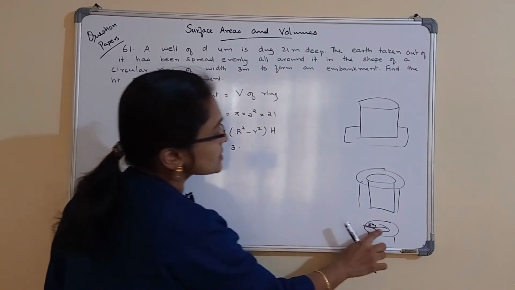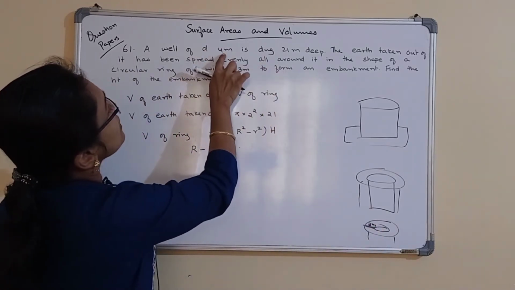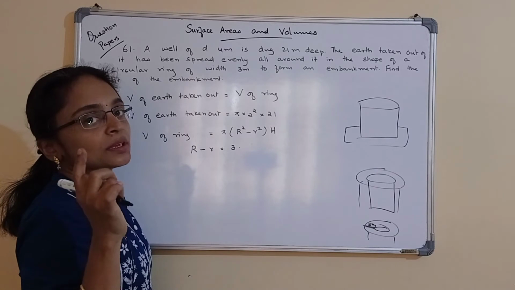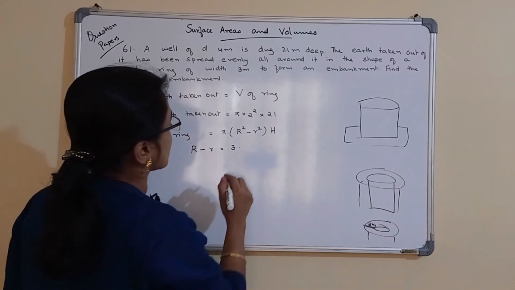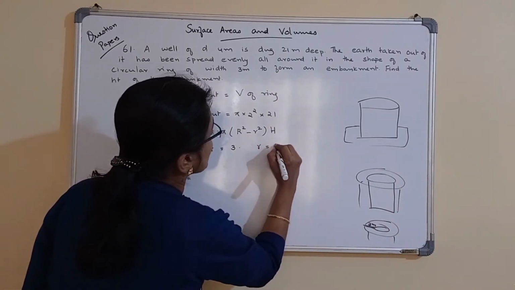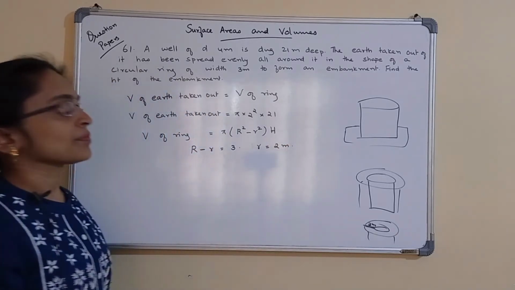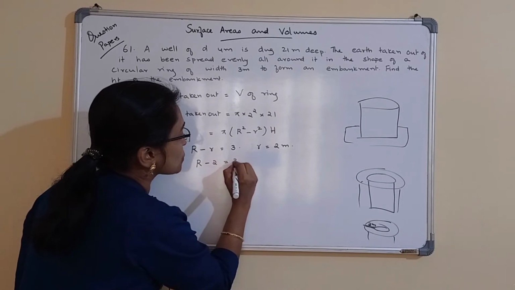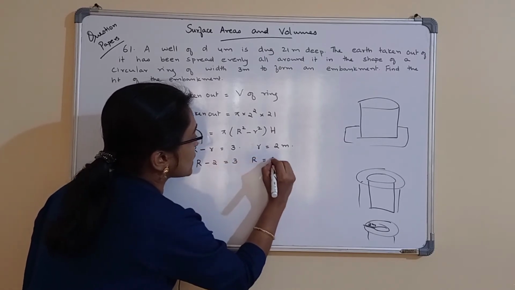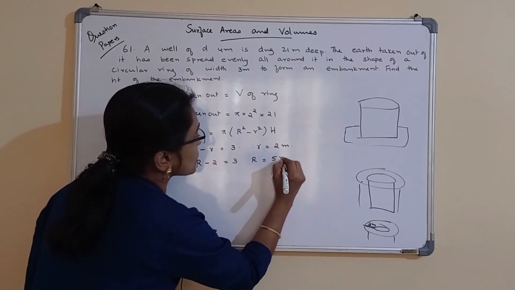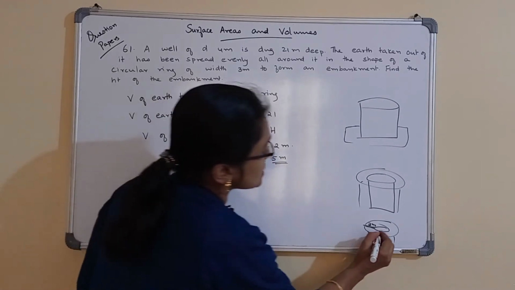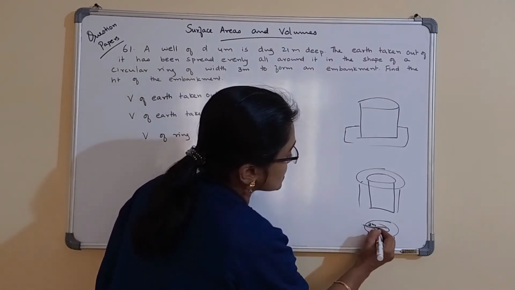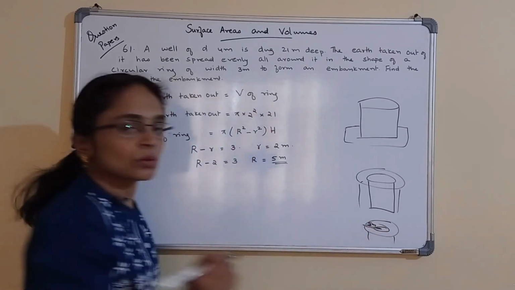And radius of the well is given as 2 meter. Diameter is 4 meter, means radius is 2 meter. So small r is equal to 2 meter. And R minus 2 is equal to 3. So capital R will be equal to 3 plus 2, which is equal to 5 meter. So this capital R, this length is 5 meter.